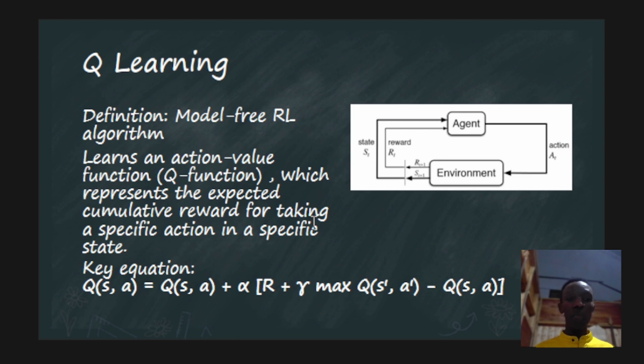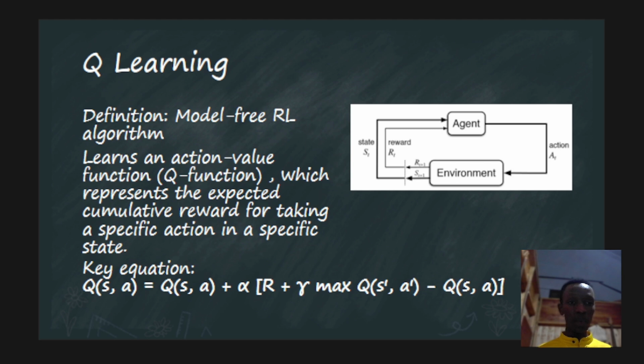Let's start with Q learning. Q learning is a model-free reinforcement learning algorithm used to teach an agent how to act in an environment by learning the best actions to take in different situations, or states. It learns an action-value function, or the Q function, which represents the expected cumulative reward for taking a specific action in a specific state.